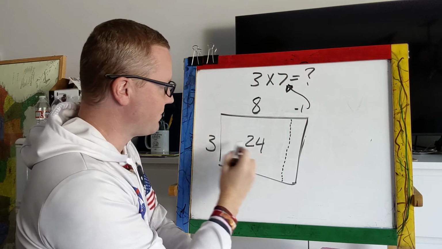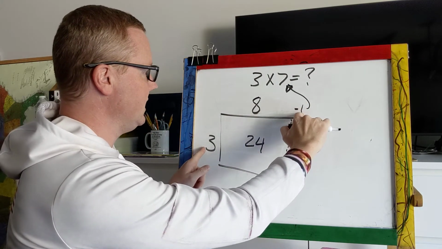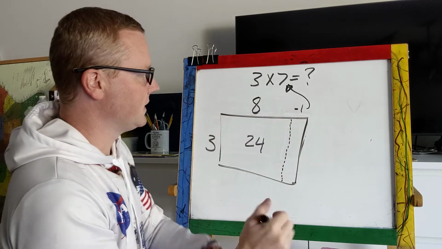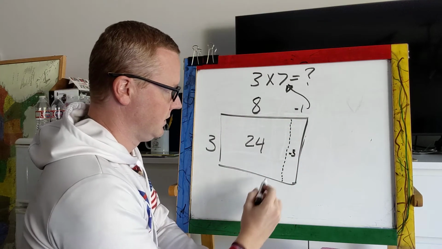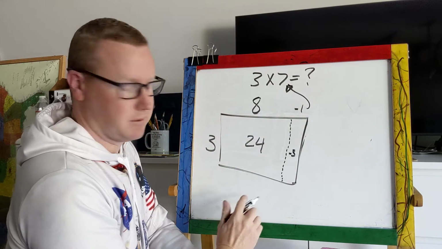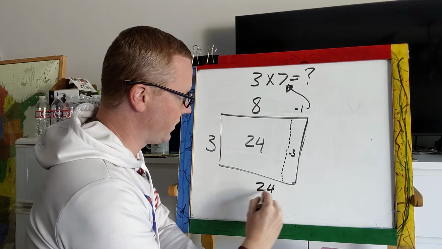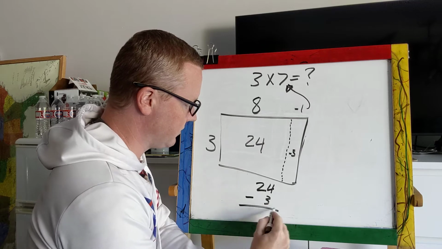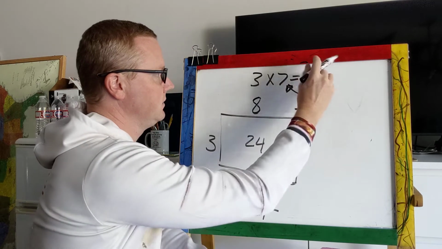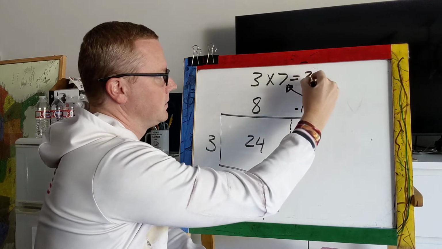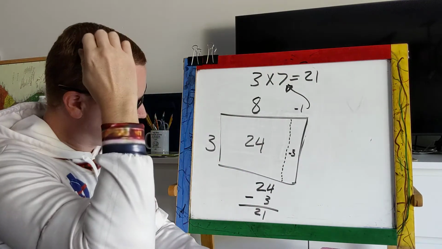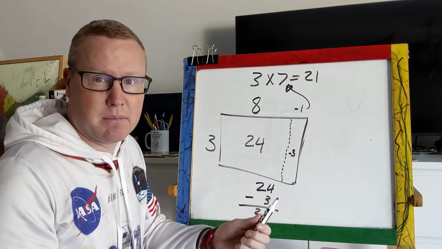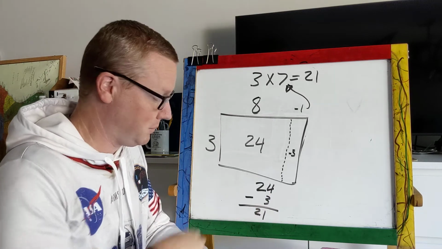And now I need to figure out what my minus 1 is. We already know that 3 times 1 is 3, but it's a minus 3 because we're getting rid of that chunk. So now I have 24 minus 3 equals 21. It's kind of a cool way that we're using our area model here to go up and down between the numbers, and we're showing it, which is really important.